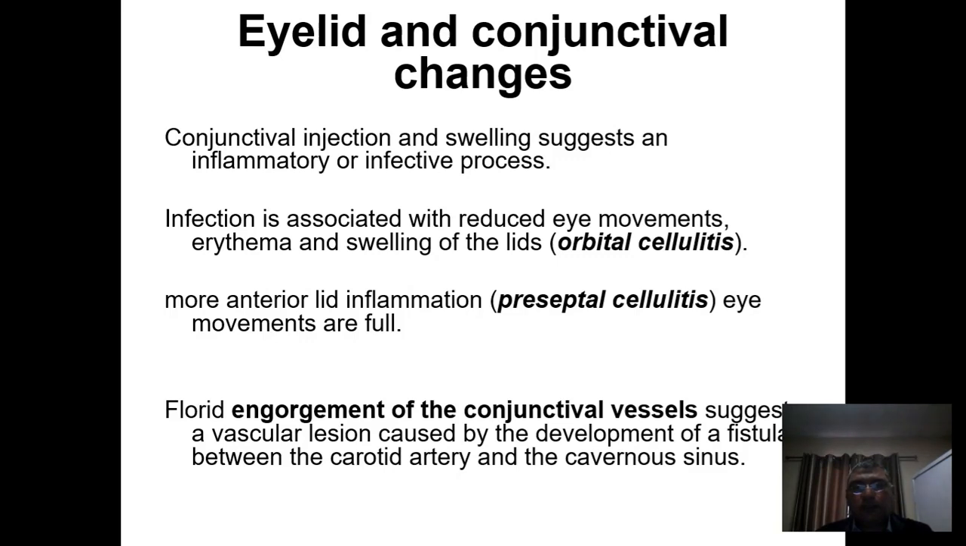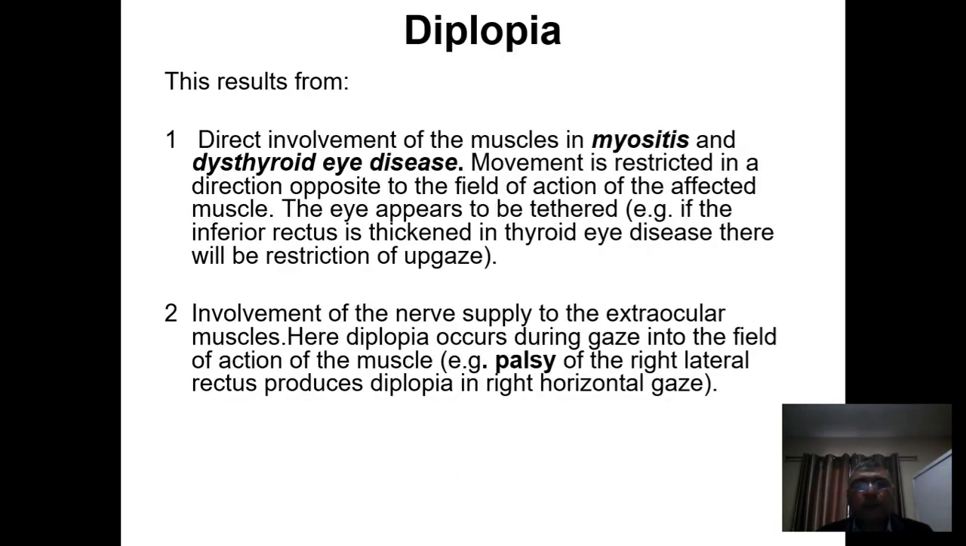Eyelid and conjunctival changes occur in orbital cellulitis, preseptal cellulitis, and in carotid cavernous fistula. Diplopia may occur as in thyroid eye disease and myositis, where there is involvement of one of the extraocular muscles. So there is fibrosis, limitation of motility in specific directions of gaze, and development of diplopia.